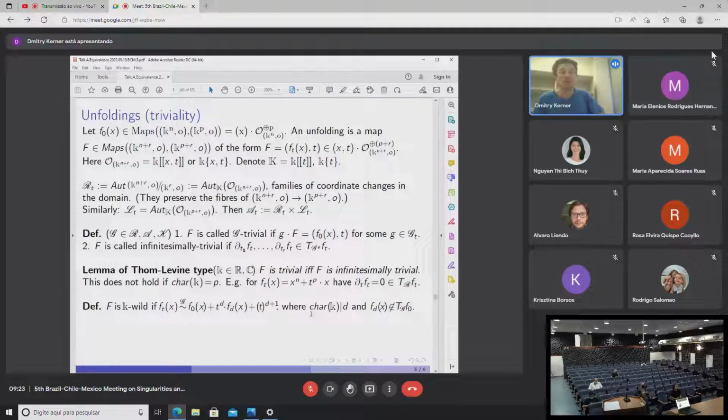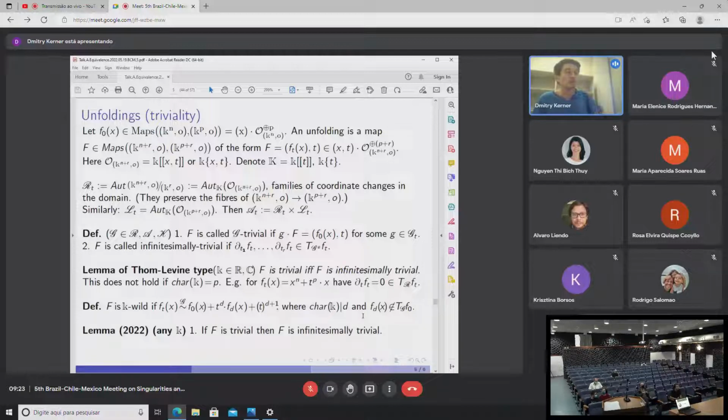So in zero characteristic, you have nothing like this. This appears only in positive characteristic. And of course, this Fd does not belong to the tangent space. So you have no hope to eliminate it by any transformation.